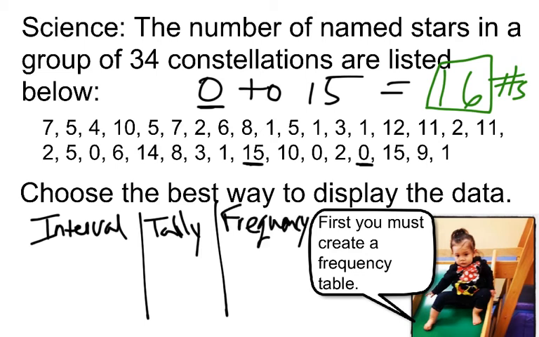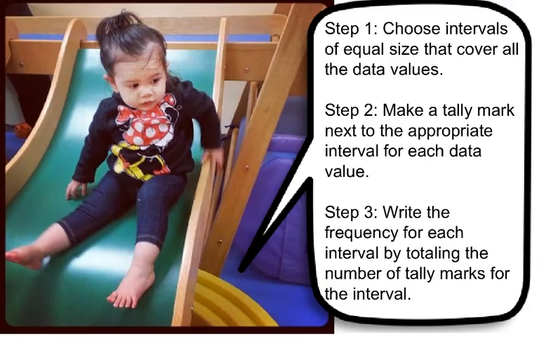And I'm going to type these out for you because I know this is going to be a little crowded. So it's important to know the 3 steps. Step 1, make sure you write these down. Choose intervals of equal size that cover all the data values. Step 2, make a tally mark next to the appropriate interval for each data value. And step 3, write the frequency for each interval by totaling the number of tally marks for the interval.